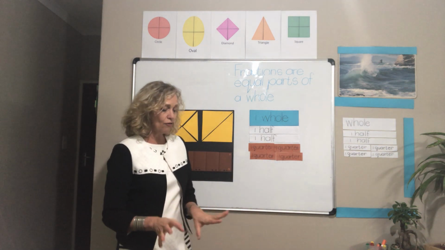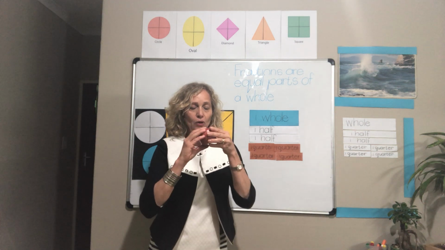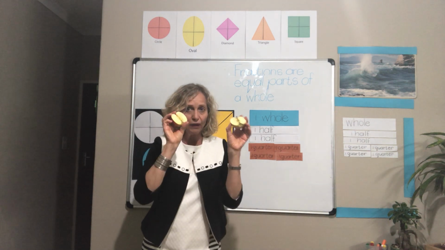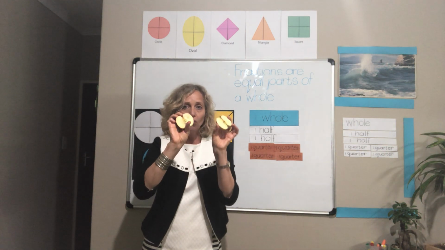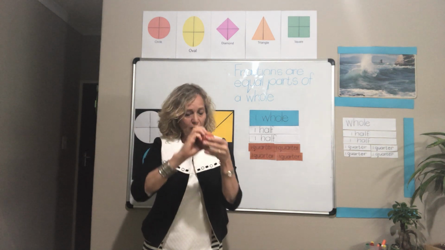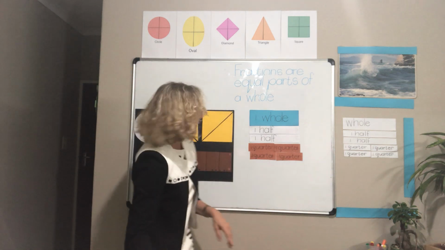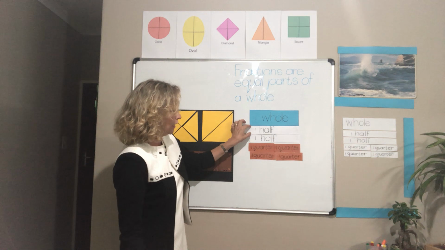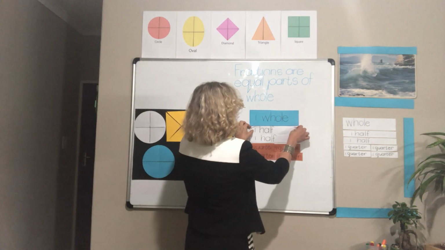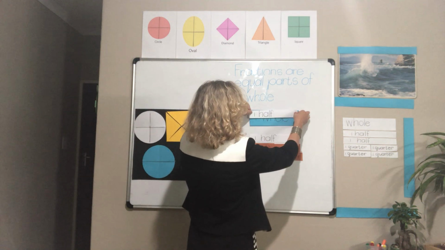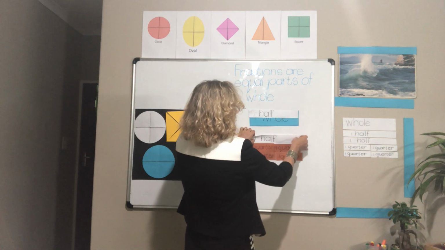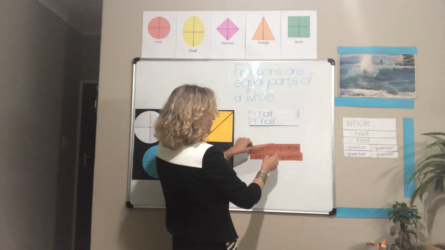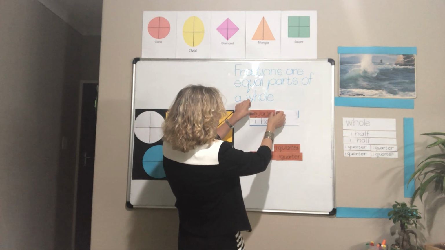As you saw with the apple, out of one whole we can get two halves. What is bigger, the whole or the halves? Of course the whole is bigger, and as you can see here, the whole is bigger than these two halves. If I would put these two halves on top of the whole, it would take two of them to cover the whole.